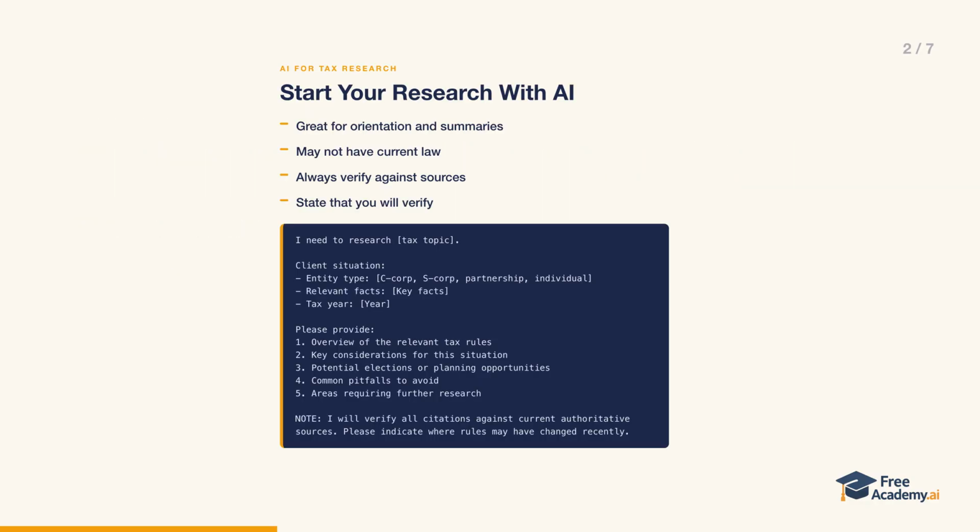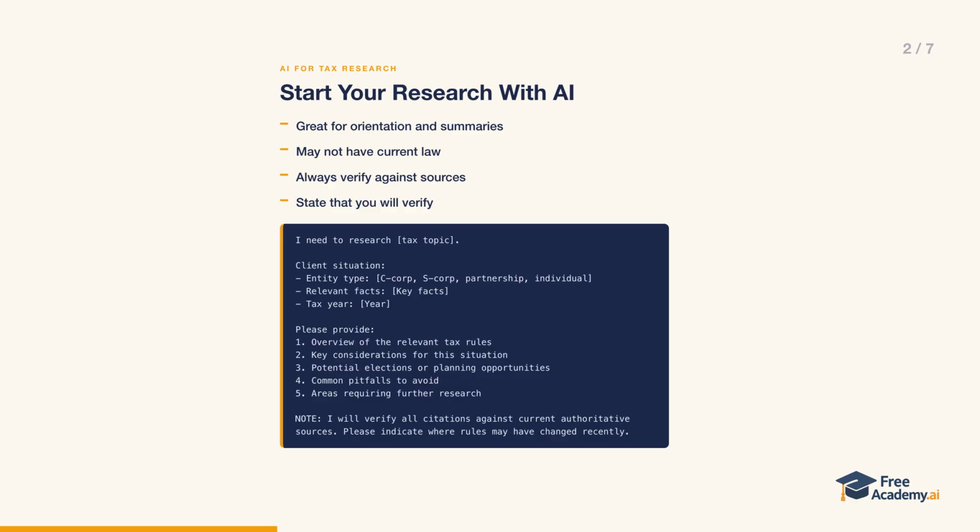Tax professionals deal with constantly changing rules, huge volumes of guidance, and real-time pressure to answer clients. AI helps with the early stages, orienting you on a topic, summarizing complex guidance, identifying relevant considerations, and structuring your analysis. But there is a critical limitation. AI may not have current tax law. Its knowledge has a cut-off date, and tax law changes frequently, so you always verify against authoritative sources.